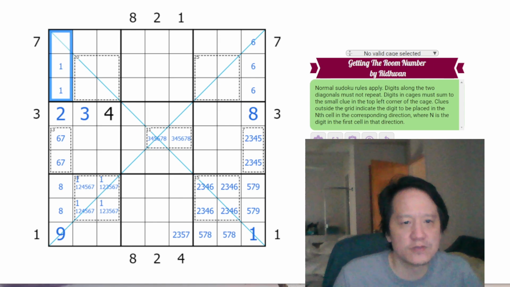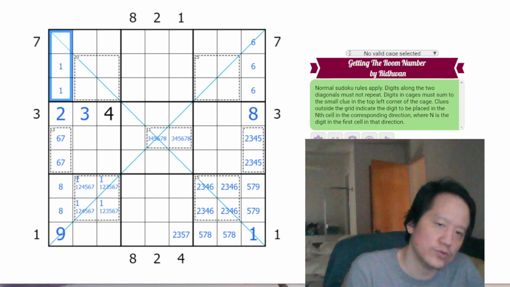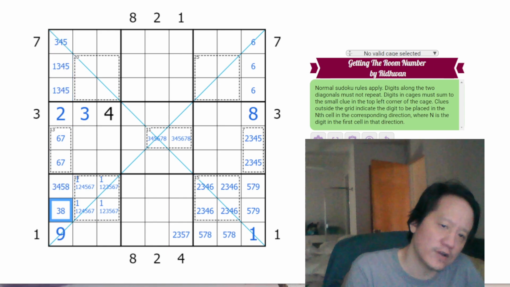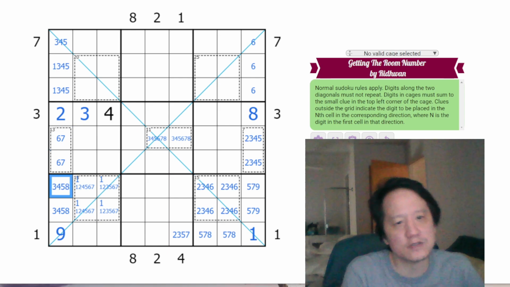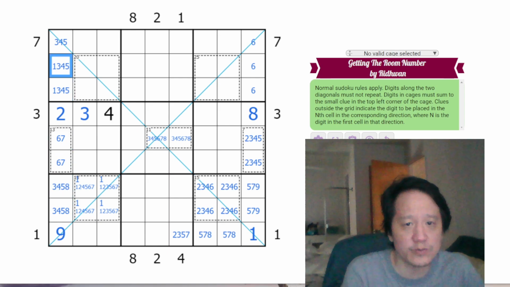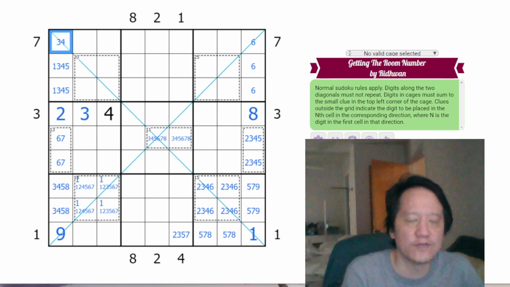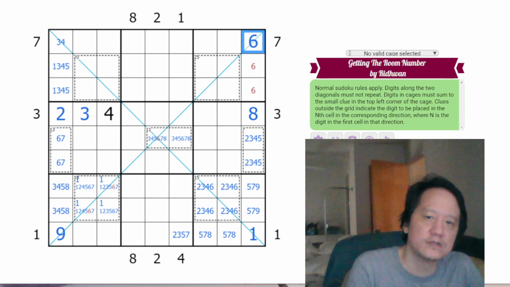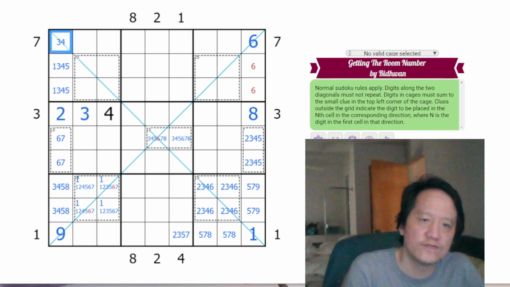So let's fill in the rest of the digits. So no 1, no 2. We have 3, 4, 5. And 3, 4, 5. Because the 8 has to be here. The 1 has to be here. So this is 3, 4. Okay, this can't be 5. So this is 3 or 4, which makes this 6 or 7. This can't be 7. So therefore, this is 6. And this is 4. Which means the 7 is here.